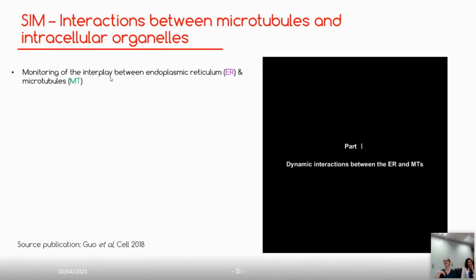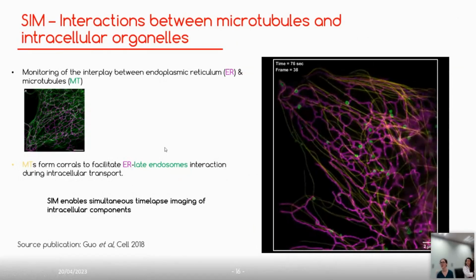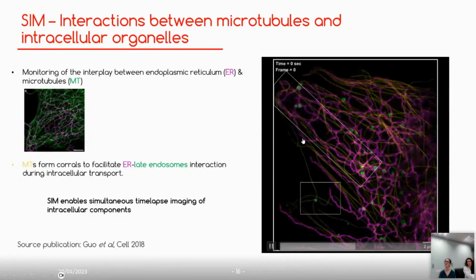In another part of their study, they focused on... Sorry, I must come back to the fact that microtubules are involved in the motor of intracellular trafficking. So when a cell needs to move a vesicle from one side of the cell to the other, it uses the microtubule network. And here they visualize that microtubules actually form corrals around the endosomes to facilitate the interaction between endoplasmic reticulum and endosome during the intracellular transport.